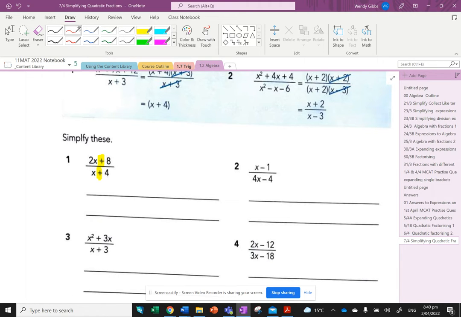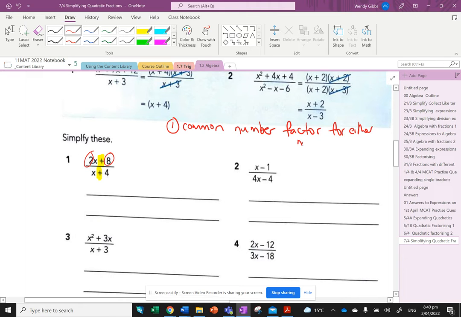So the first step is we're going to look for a common number factor. What I mean by that, a common factor, is a number. So perhaps I'll write that better: a common number that's a factor, if there is one. Okay, so in this question here, I can see that there's a 2 and an 8. And we're looking for that in either the numerator, the denominator, or maybe both.